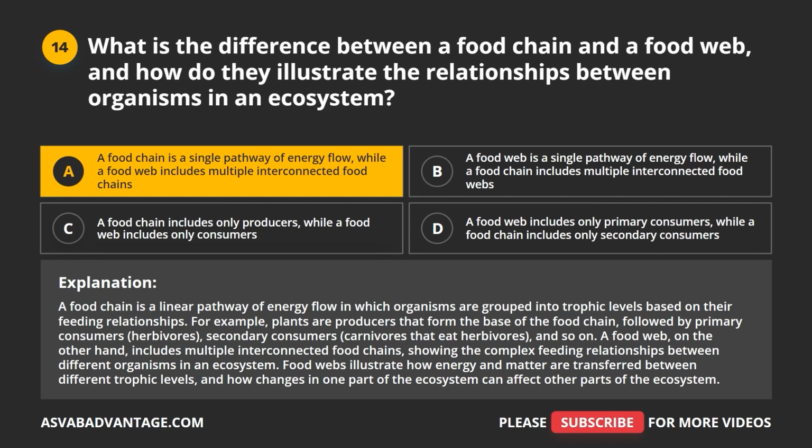A food web, on the other hand, includes multiple interconnected food chains, showing the complex feeding relationships between different organisms in an ecosystem. Food webs illustrate how energy and matter are transferred between different trophic levels, and how changes in one part of the ecosystem can affect other parts of the ecosystem.